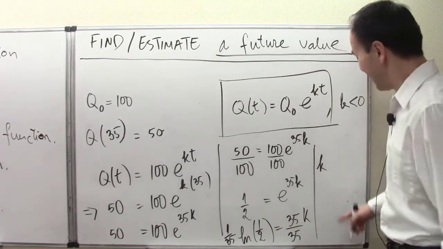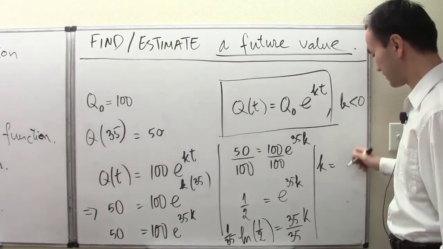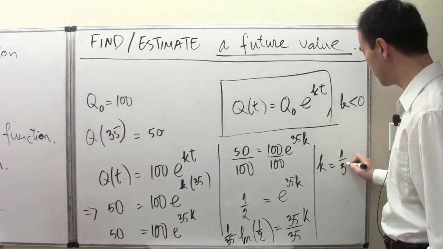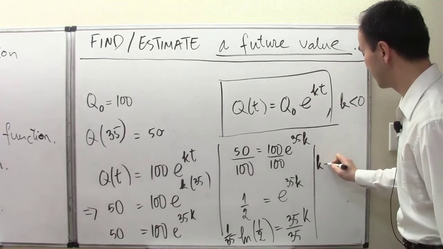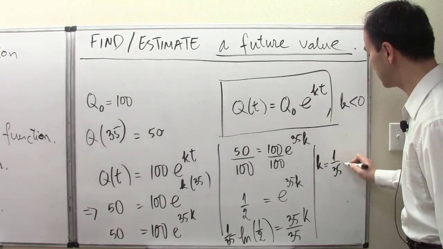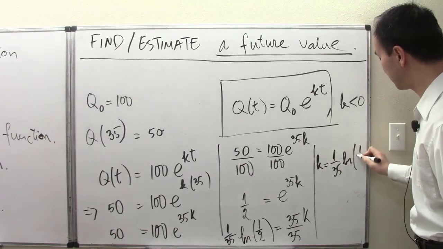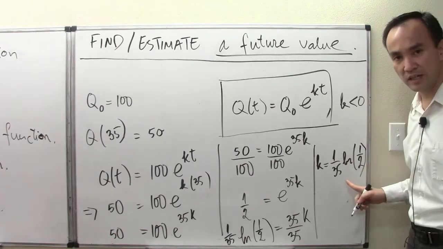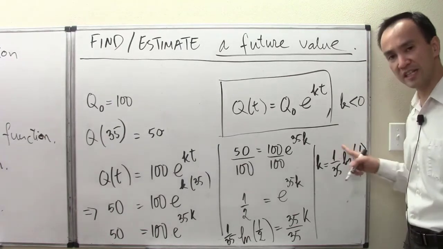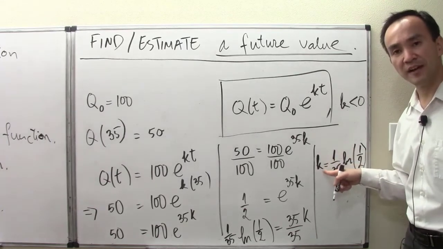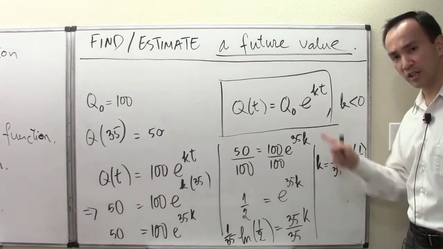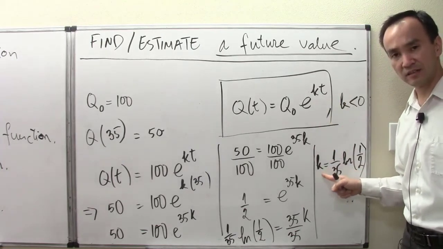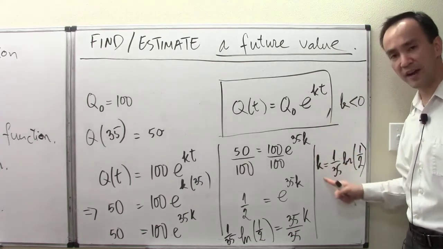All right, and so now k equals 1 over 35 times natural log of 1/2. This expression is the exact expression for our value of the continuous decay rate. But I'm going to swing over to the calculator to get an actual calculated value in decimal.